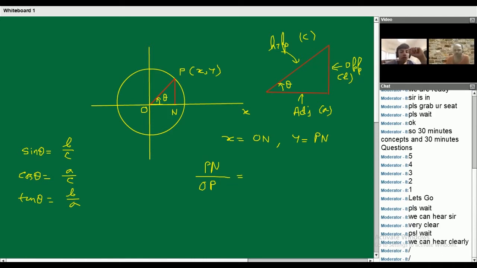Very good. Actually, if we generally mention sine, it doesn't make sense. Sine we have to mention along with that angle. So what should be the correct notation? Sine theta would be the correct notation. So here you can see PN. What is the value of PN? In the diagram we have considered y equals PN, right? What would be the value of OP?